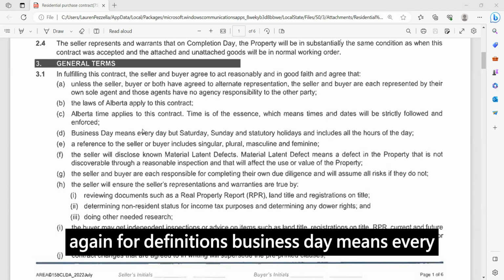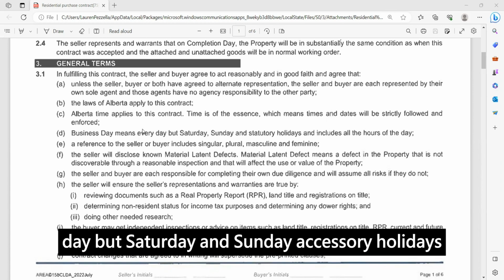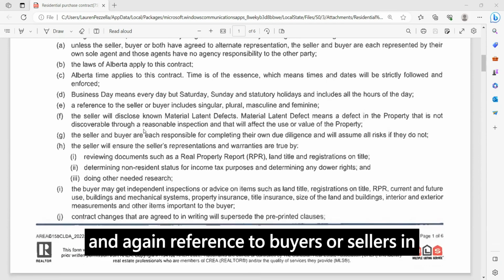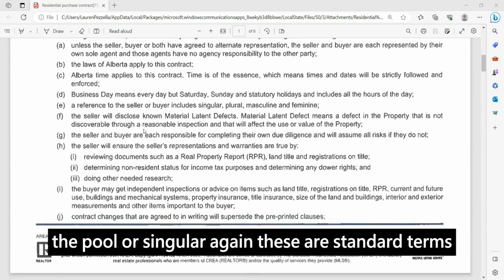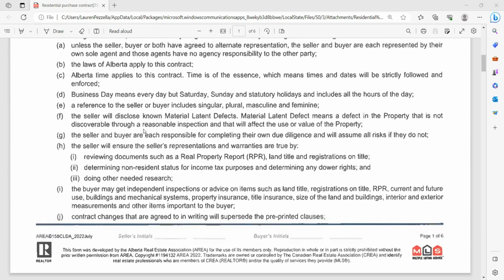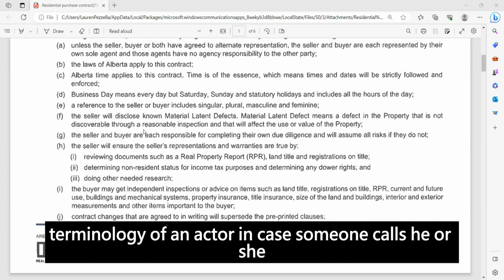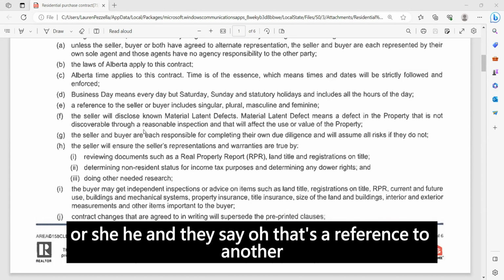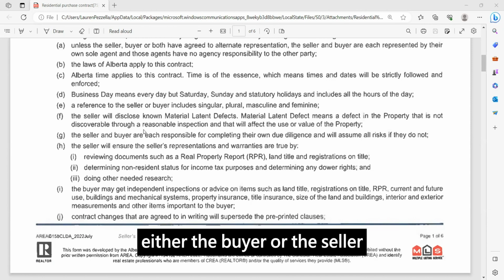Again, for definitions, business day means every day but Saturday and Sunday and statutory holidays. And again, reference to buyers or sellers in the plural or singular. These are just standard terms that are meant to get away from the specific terminology or vernacular, in case someone calls he a she or she a he, and they say, oh, that's a reference to another person, when it's obviously a reference to either the buyer or the seller.